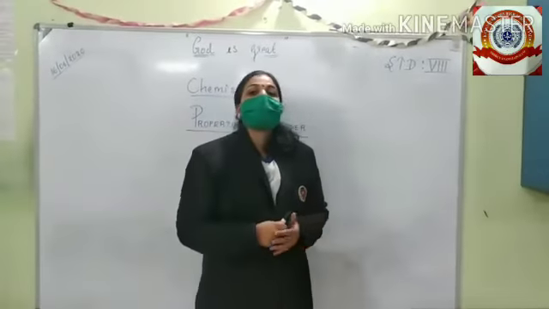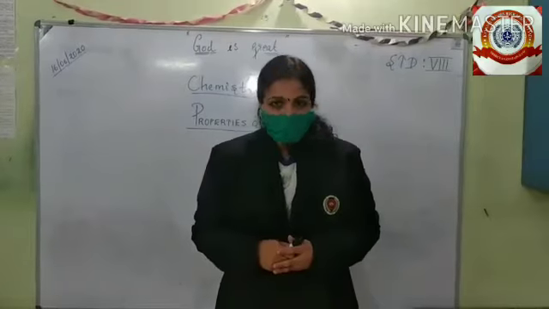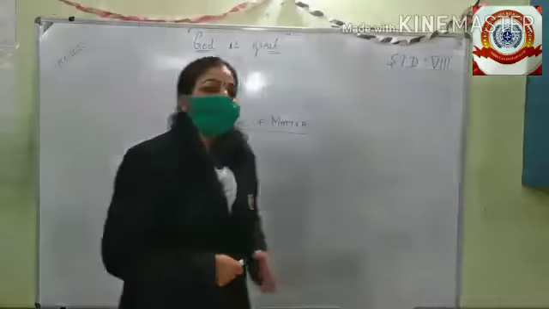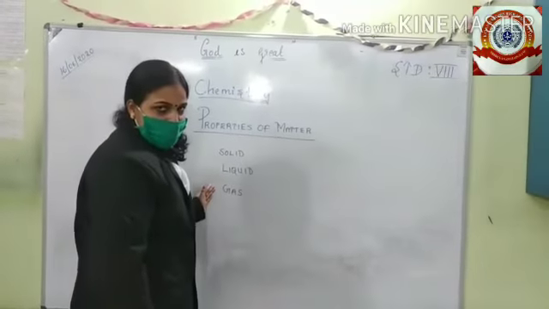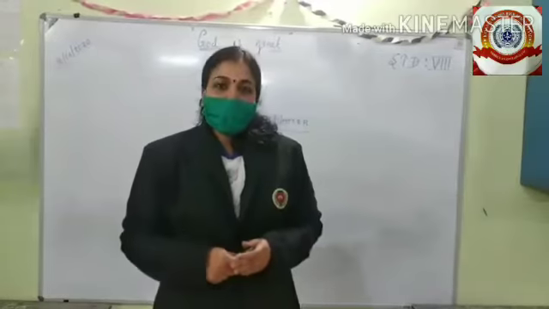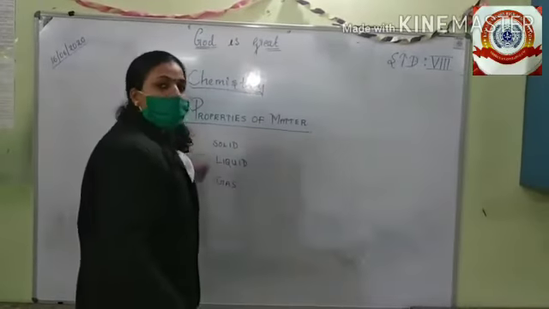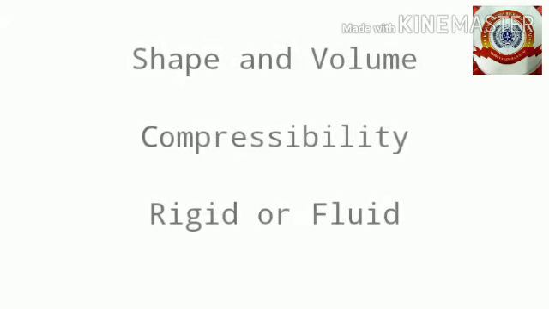Absolutely right. We can classify these objects into solids, liquids, and gas. Solid, liquid, and gas. You are familiar with the three states of matter. Are you ready to explore the three states of matter in a more scientific way based on their properties: shape and volume, compressibility, rigid or fluid?